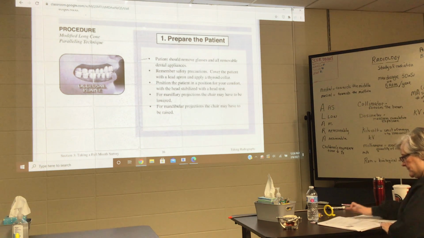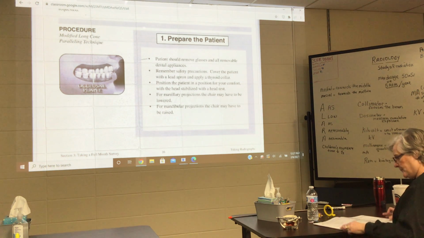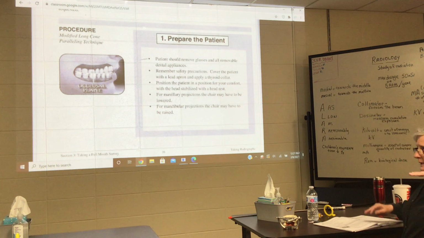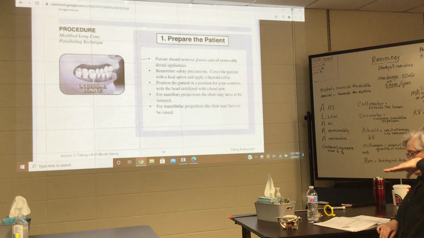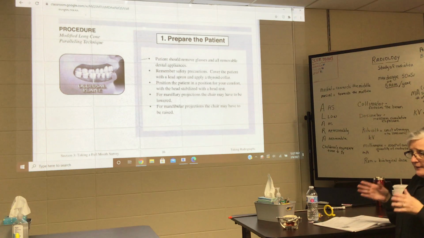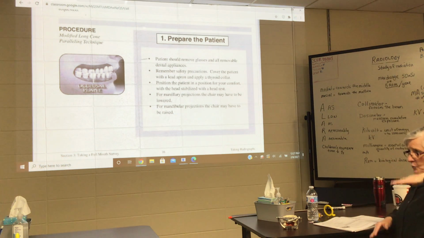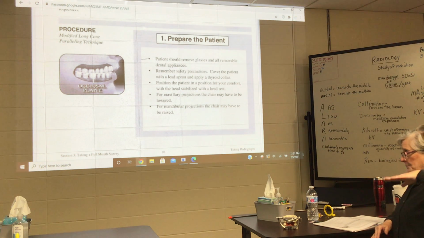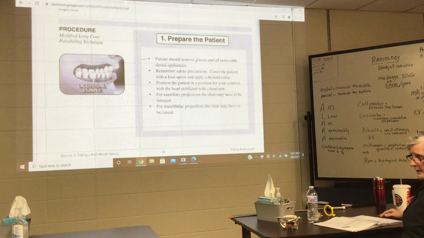Remember your occlusal plane. You want your patient with the occlusal plane parallel to the floor. They're comfortable, they're stable in the headrest position, but you want to have it to where the occlusal plane is parallel to the floor.